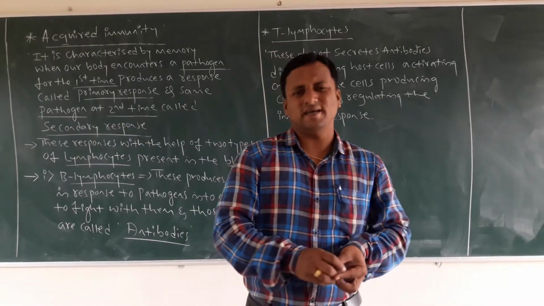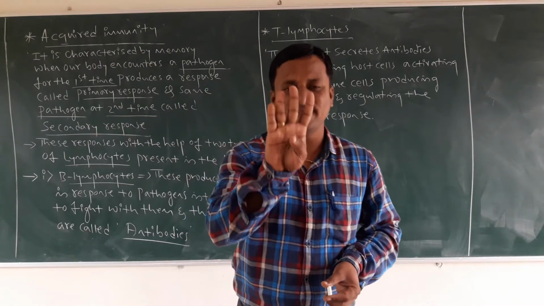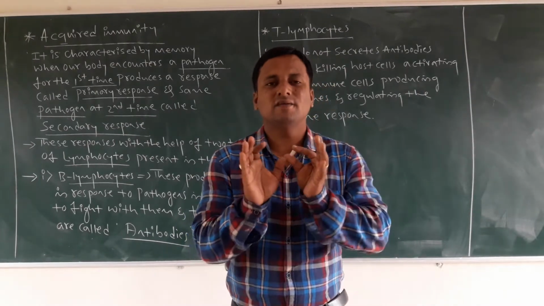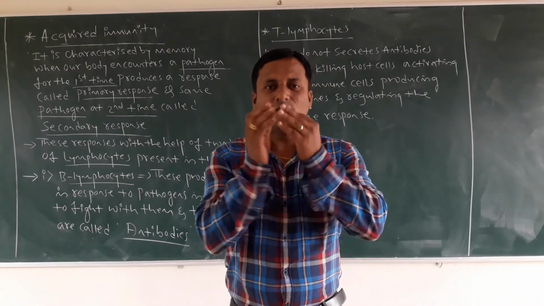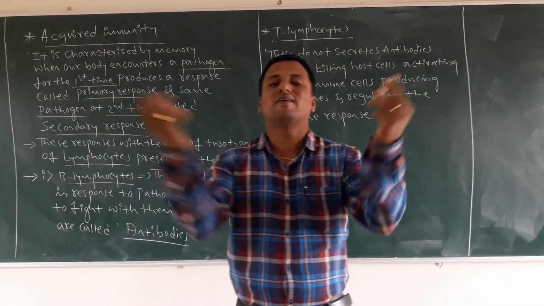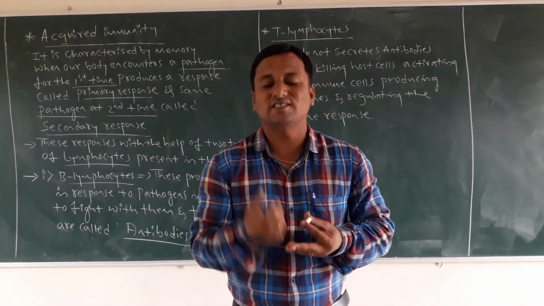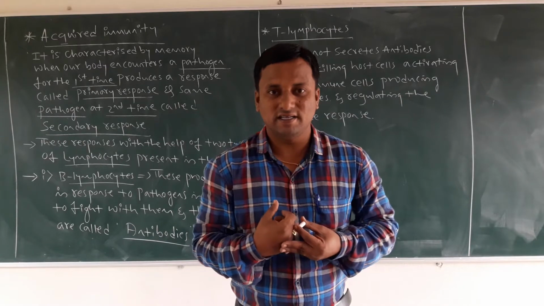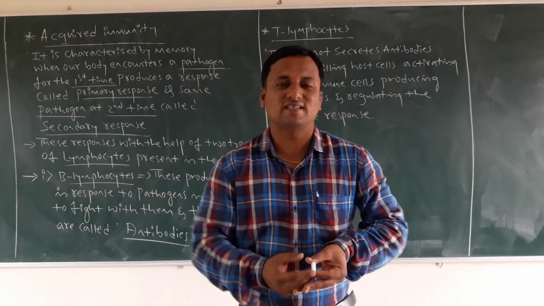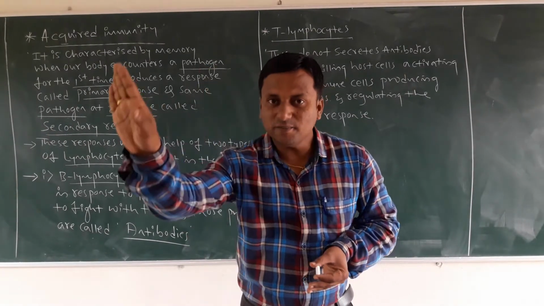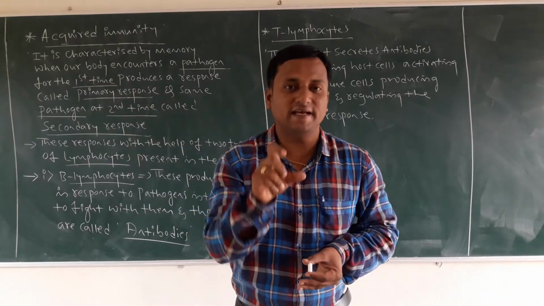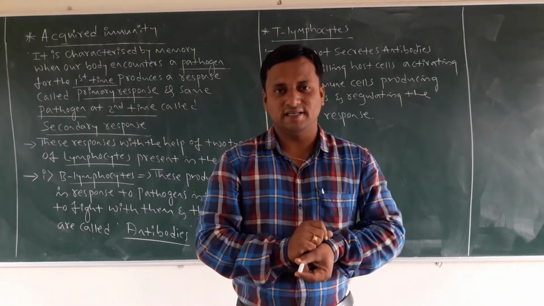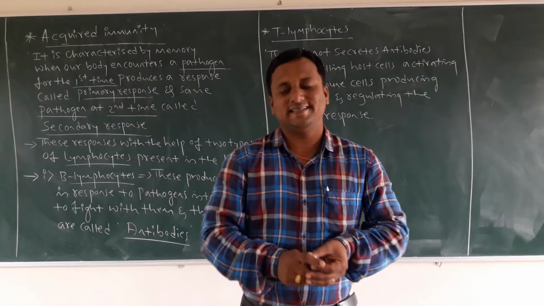What are those barriers? There are four types of barriers. Barriers are nothing but protective measures, because our body is protected from foreign agents and pathogens which enter our body and give us infection. For that protection, we have some barriers in innate immunity. There are four types of barriers.